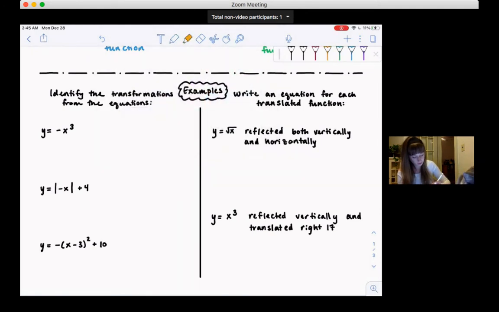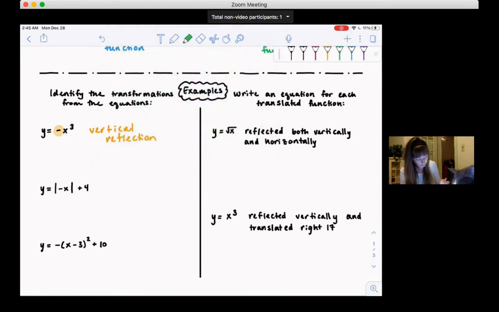So here, x to the third, there's a negative out front. That's a transformation. And we just learned that a negative outside the function is a vertical reflection. So we would be flipping the function up and down.